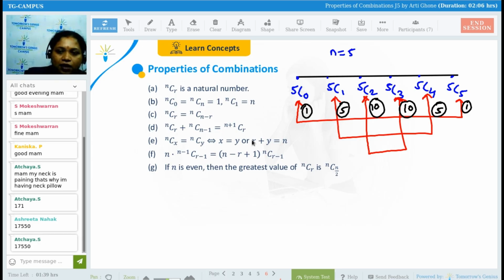First and last are equal. Second and second last are equal. Likewise. Okay. So this is an extremely important property because many times it reduces your calculations.